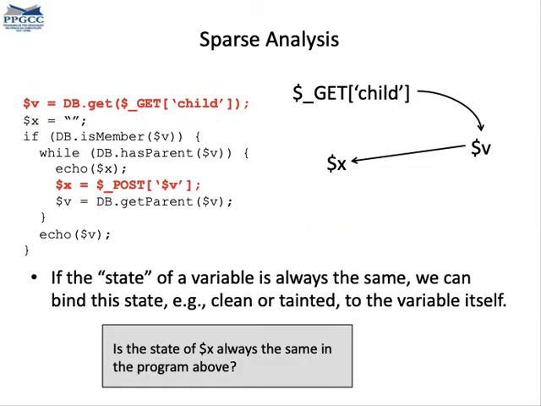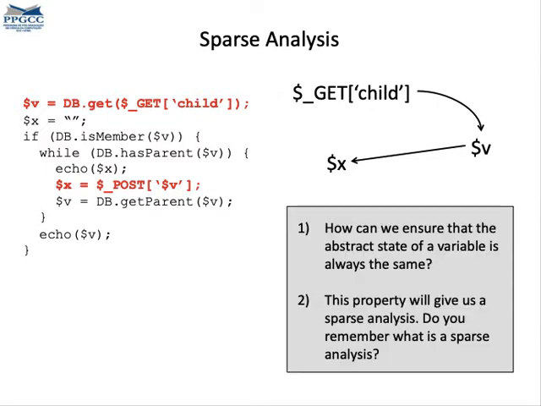Now comes the main observation that enables us to implement a sparse analysis. If the abstract state of a variable is always the same, regardless of where the variable is alive, we can just associate that state with the name of the variable, instead of having to associate different states with the variable at different program points. But how can we ensure that the abstract state of a variable, that is, clean or tainted, is always the same everywhere where the variable is alive?